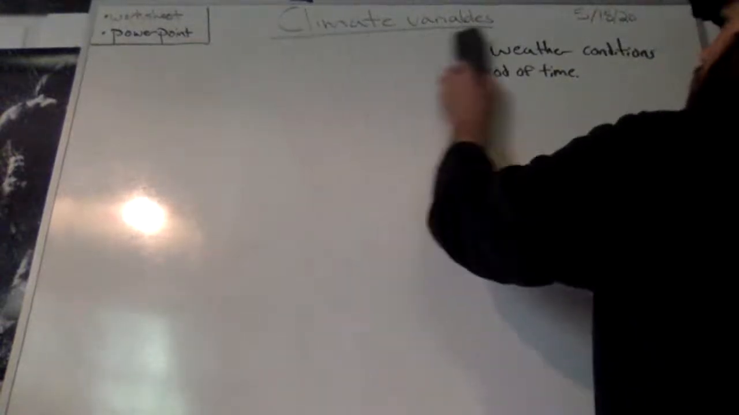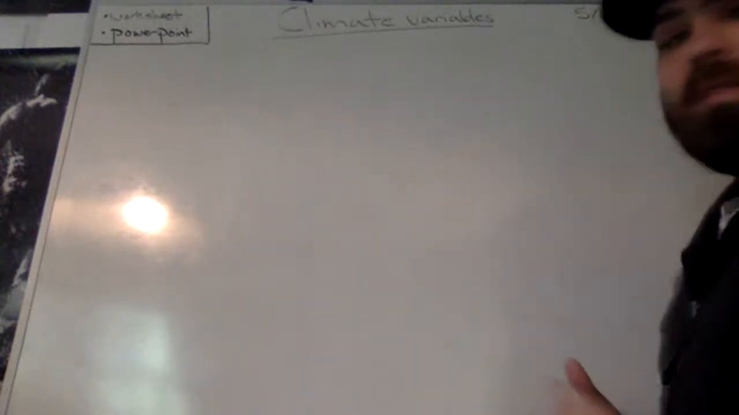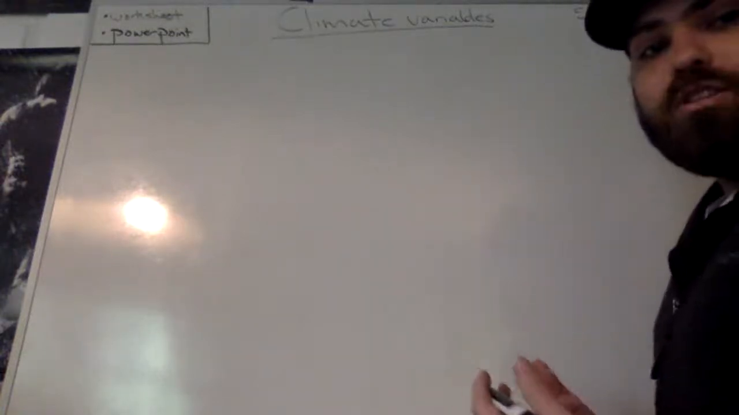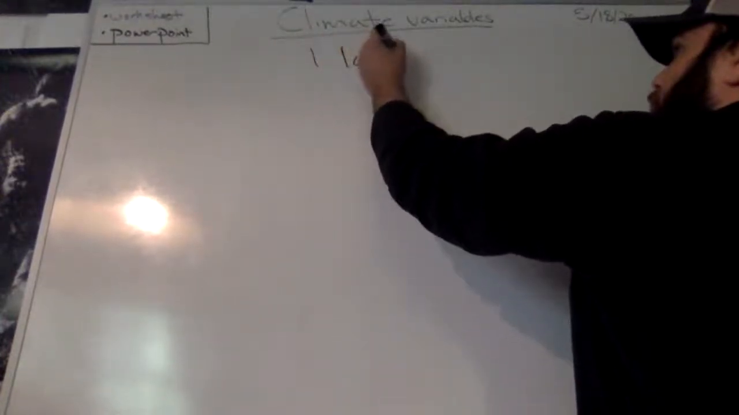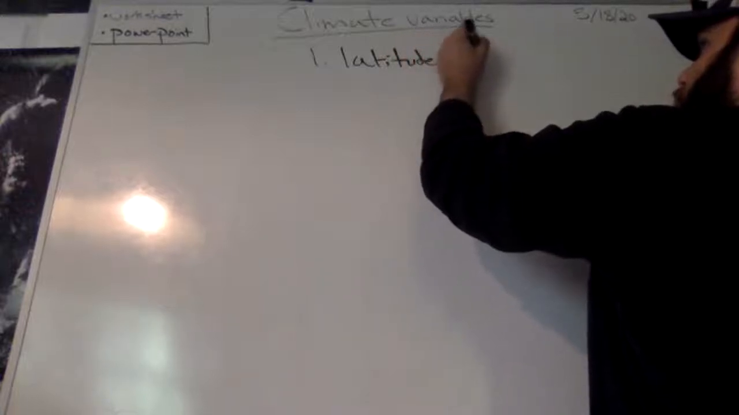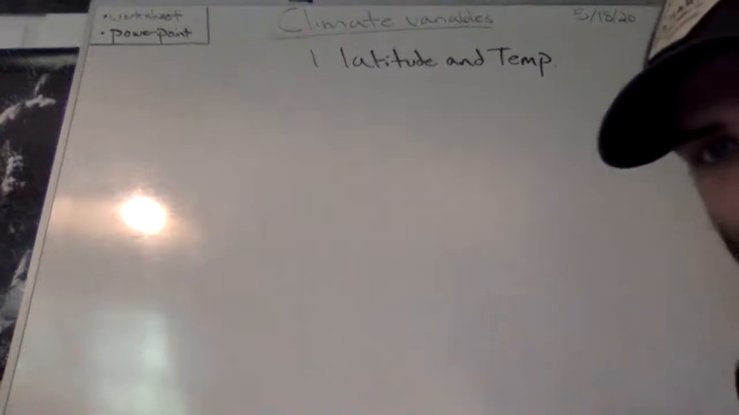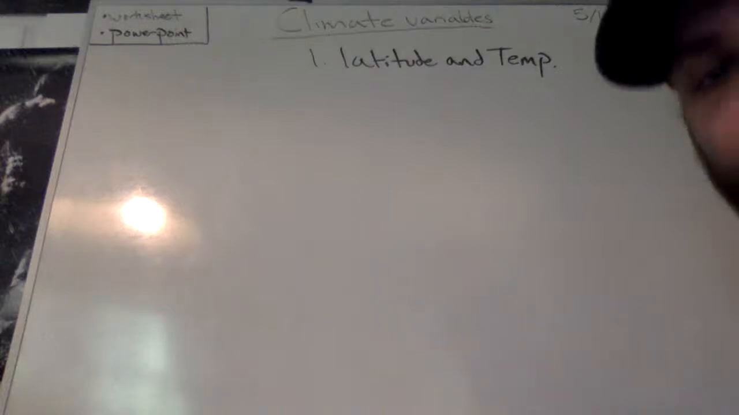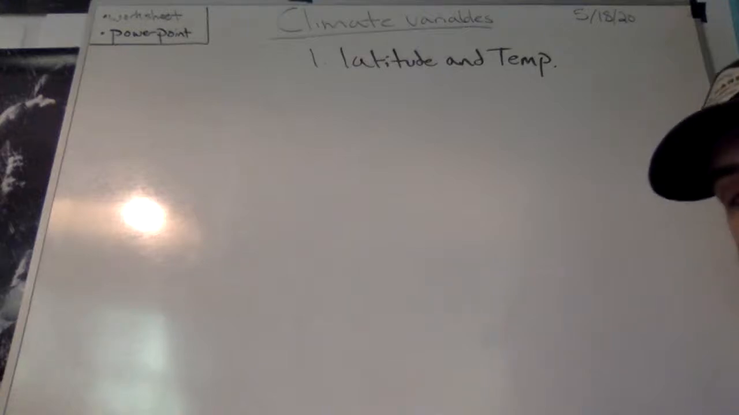I'm going to erase this just so I have a little bit more room. One of the general things that affects our climate is our latitude and temperature. So for number 1, latitude and temperature. Basically what that means is that temperature is affected by the latitude. It's the angle of insolation and intensity and duration of the sunlight.